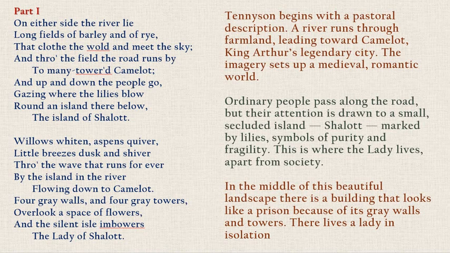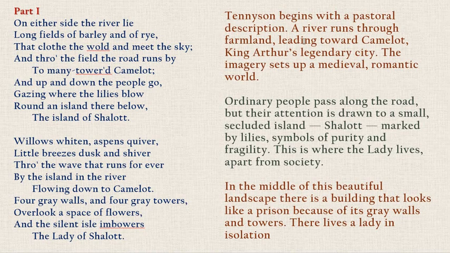And up and down the people go. So it's a normal road, and people are coming and going to Camelot. Gazing where the lilies blow, round an island there below, the island of Shalott. Look at the setting here. We have two locations. We have Camelot, where we have King Arthur's court, and we have the island of Shalott, which is an isolated island found at a distance from Camelot.